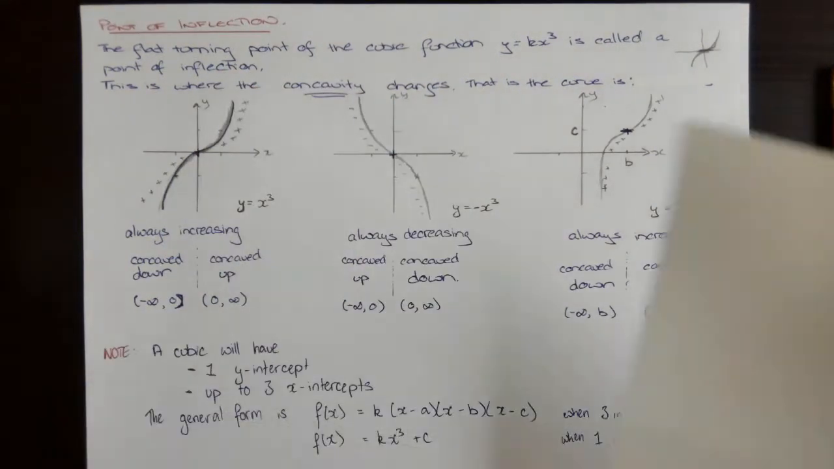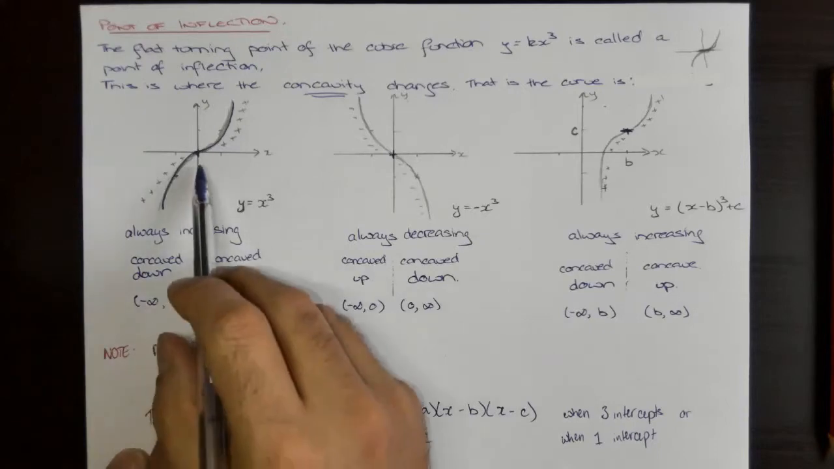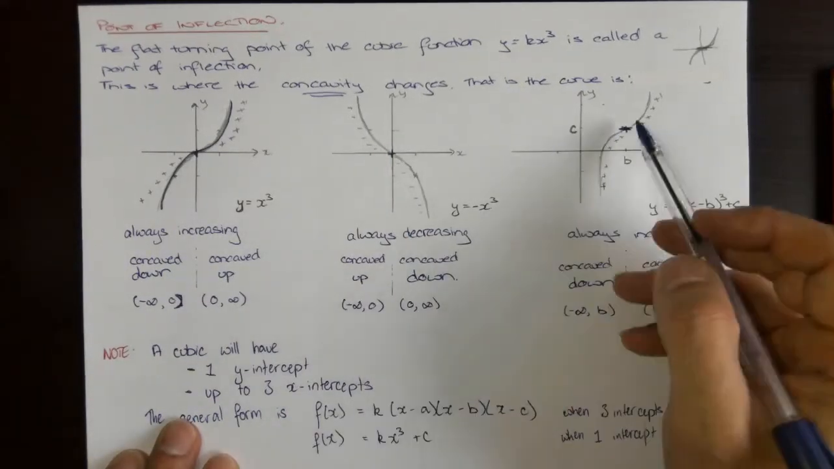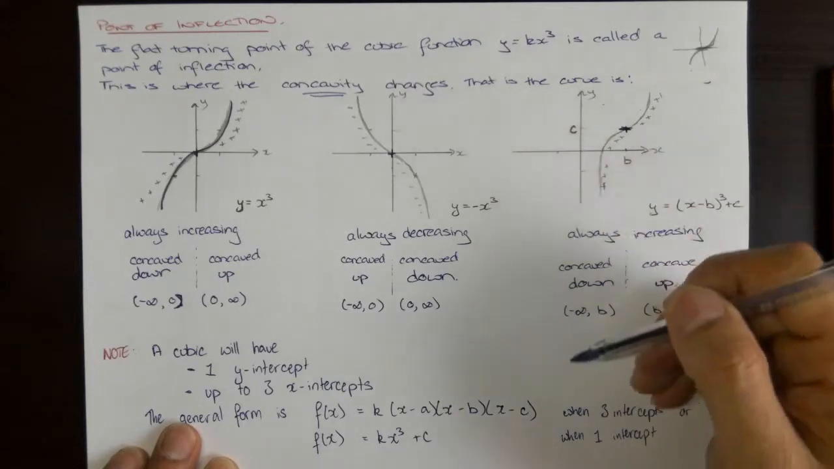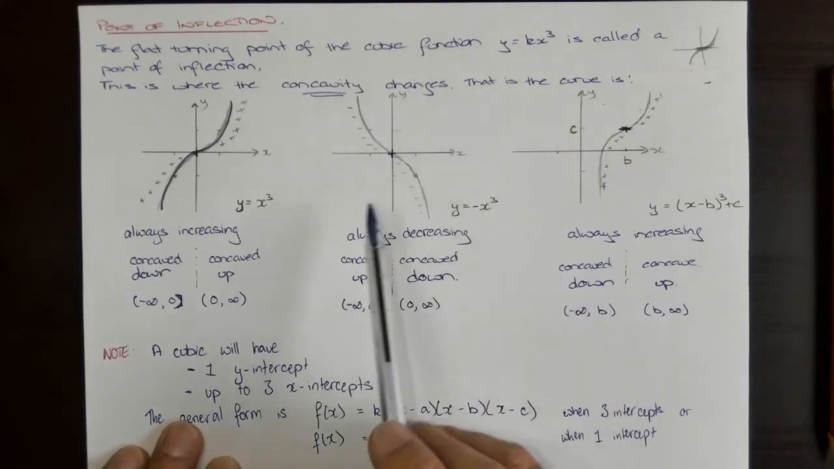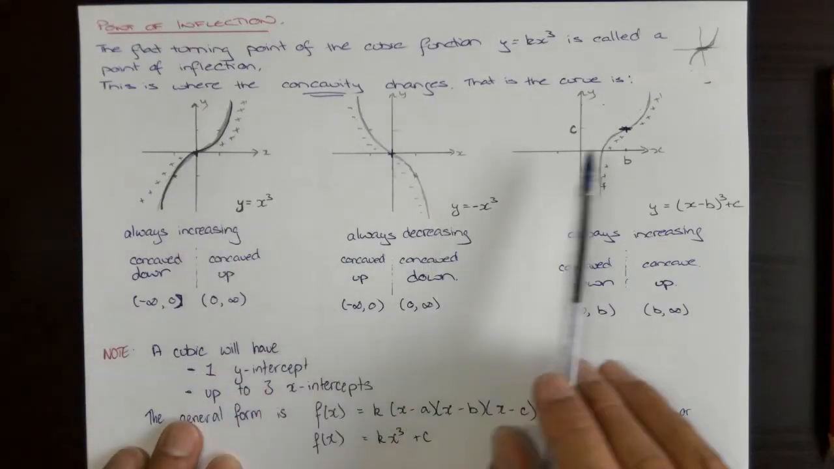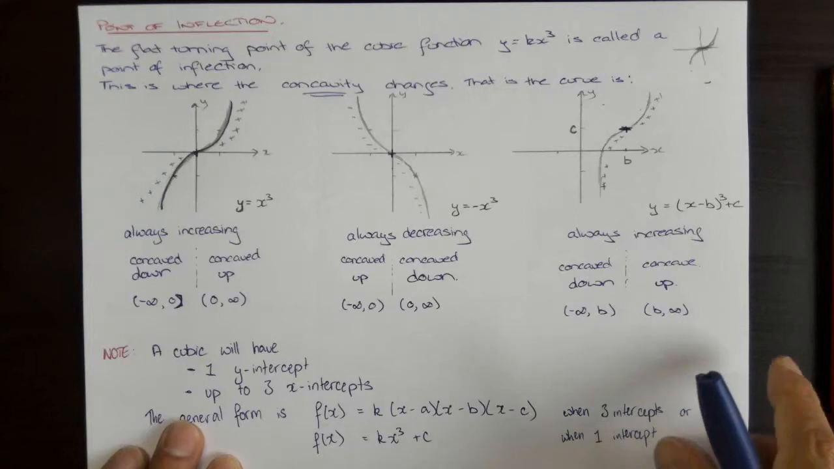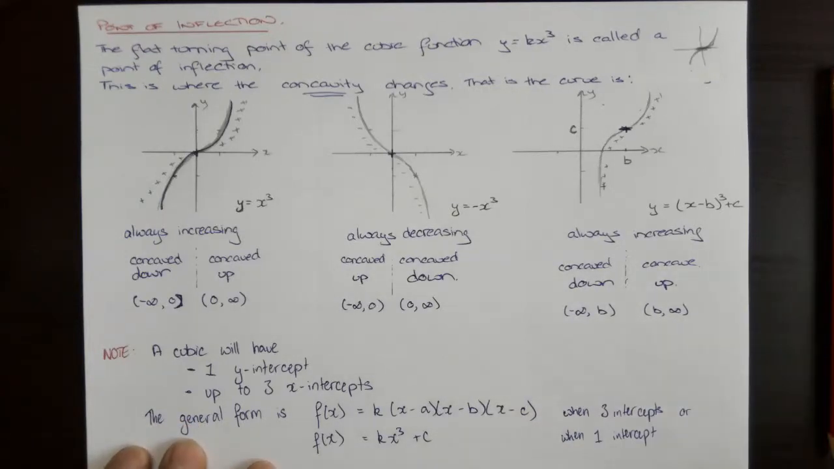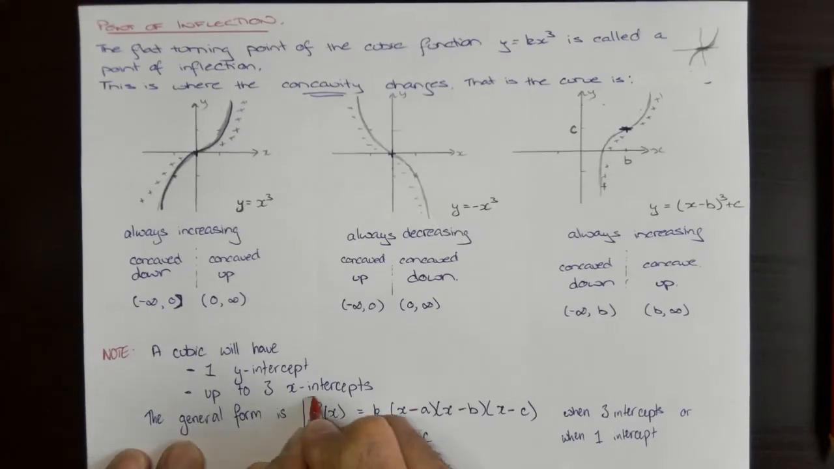Okay, so something to note, a cubic will always have one y-intercept. It will always cut the y-axis at one point. So even if I kept going further down, it would cut the y-axis. And it can have up to 3 x-intercepts. Here we've only got 1, but we have seen examples where there's more than 1. So the general form of a cubic is f of x equals k(x minus a)(x minus b)(x minus c). Note that they're all negatives. And when we have that, we'll have 3 intercepts. Alternatively, we have f of x equals kx cubed plus c when we know that we only have 1 intercept. So important to note.